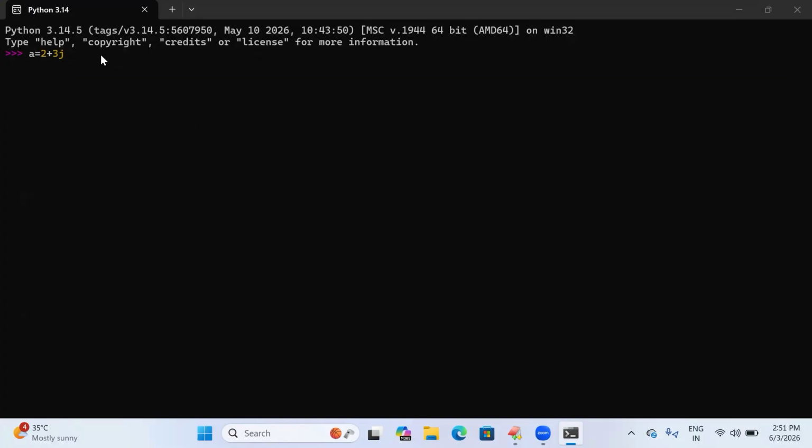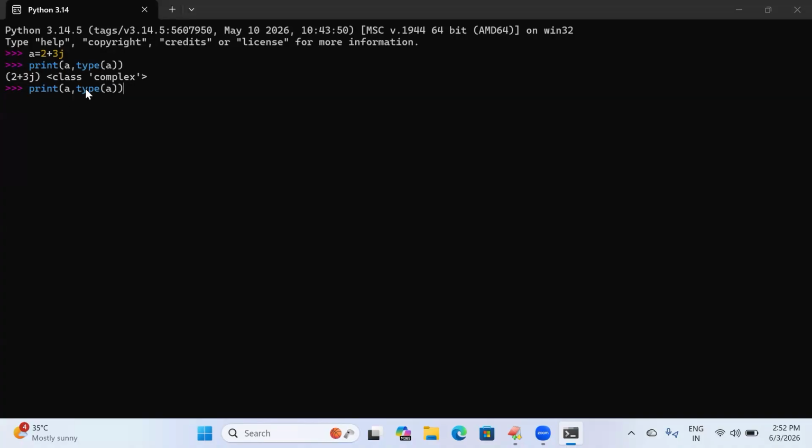A is an object in Python. An object can store big to biggest values. So see, I'm trying to print this A and also the type of A: A comma type of A. The braces indicate that this 2 plus 3j is one value, not two values. This value comes under the complex data type. Complex is one predefined class in Python.